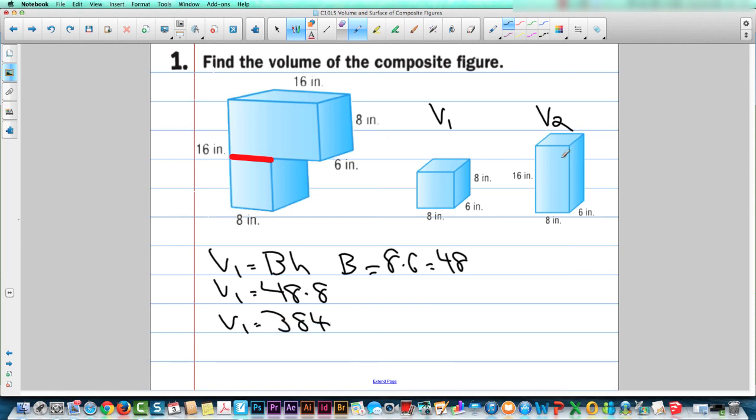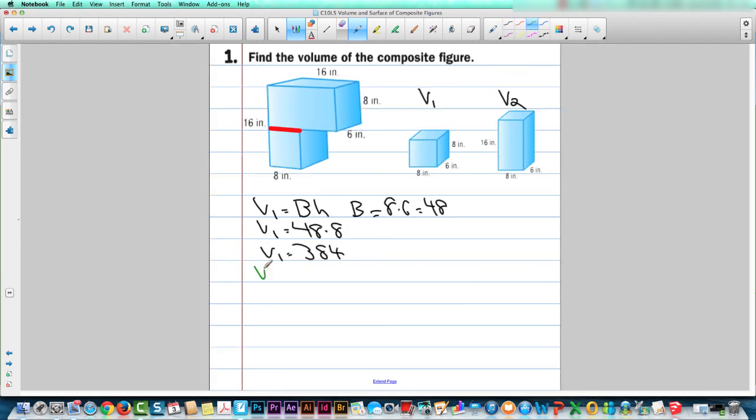Now I'm ready to find volume 2. I'll do that in a different color so we don't get mixed up. V2 is equal to BH. Again, we always like to write that down. Now I'm going to get the area of its base, which is 8 times 6, which is again 48, just like the other one. B is 48 times its height, which is 16. So now I'm going to do 48 times 16 on the calculator, and I get 768.